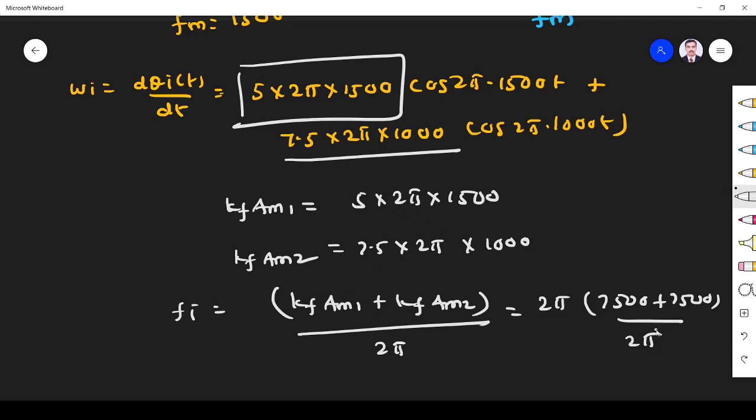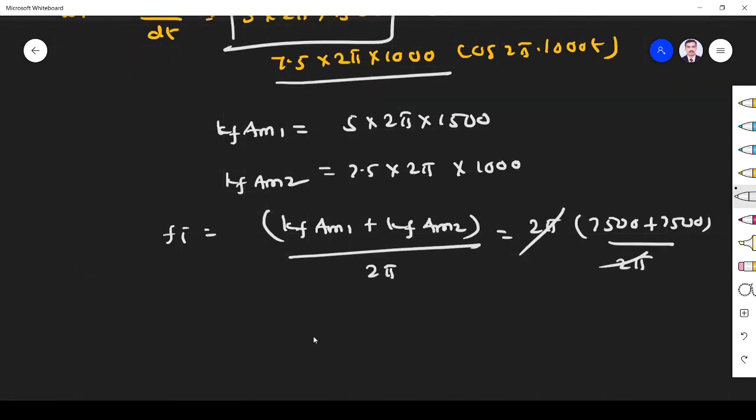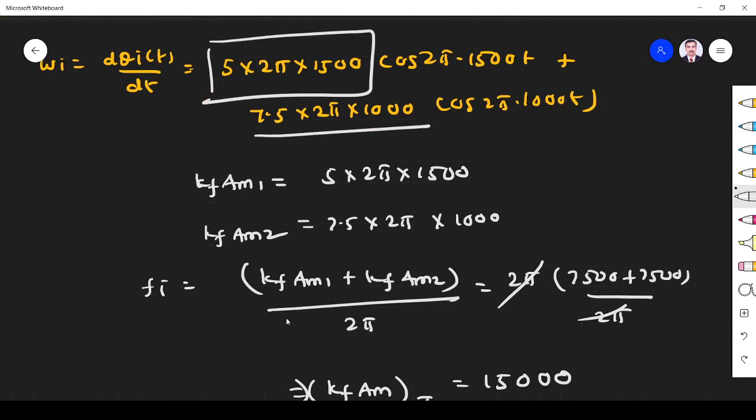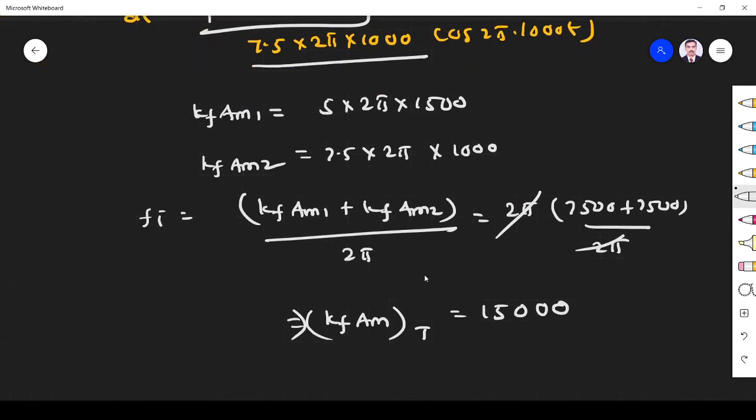I want it in terms of f, so the total kf am will be 15,000. Now we got kf am as 15,000. Why do we divide by 2 pi, do you understand? Because it is in omega i, and I want the answer in fi. So I divide by 2 pi and it is 15,000.